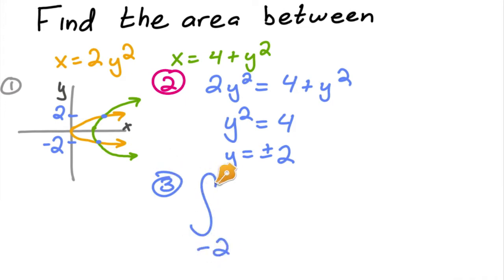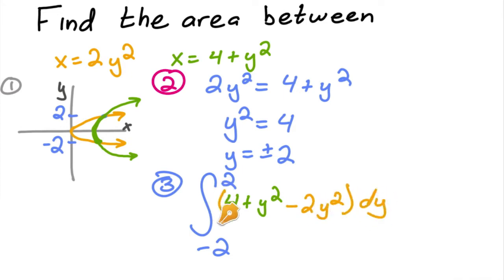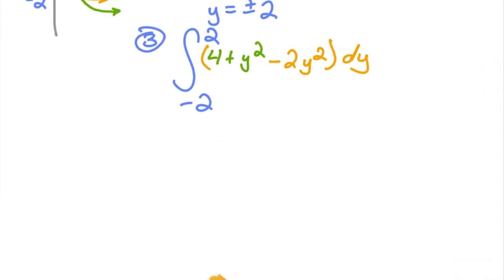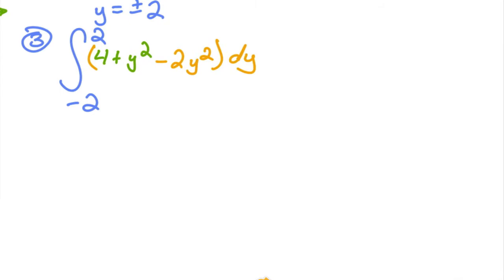We're going to go from negative 2 to 2. And then remember that to find the area, since it's a function with respect to y, you're going to do right minus left. So that means that you would have 4 plus y squared and then minus 2y squared dy. So that's our integral to find. So, all right. So let's do that.